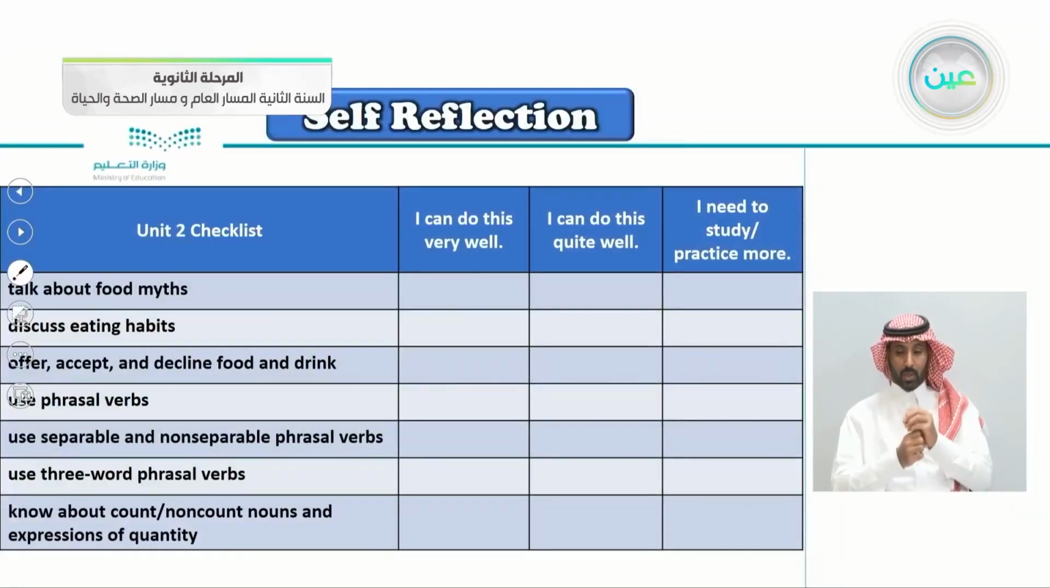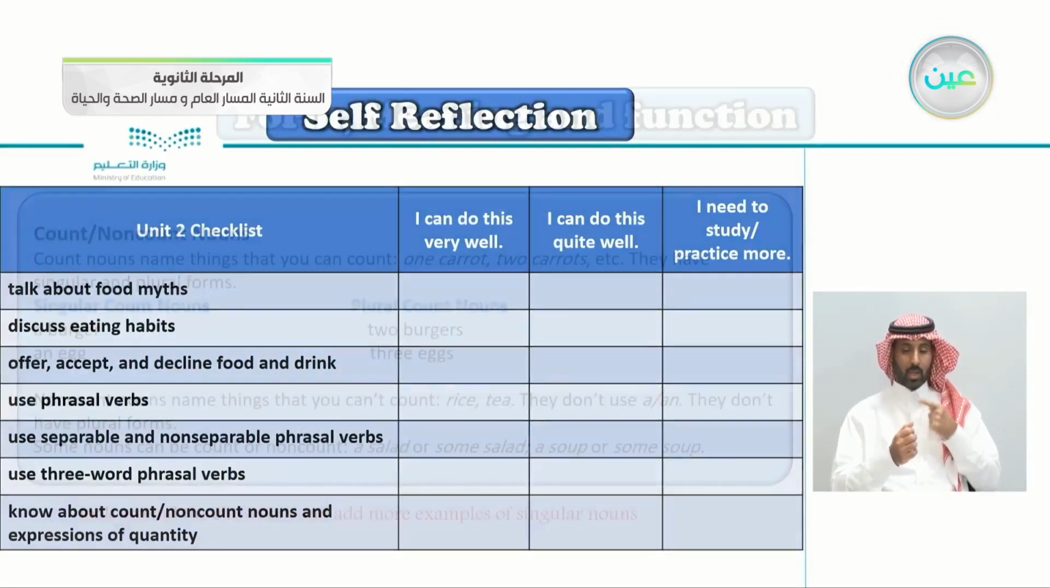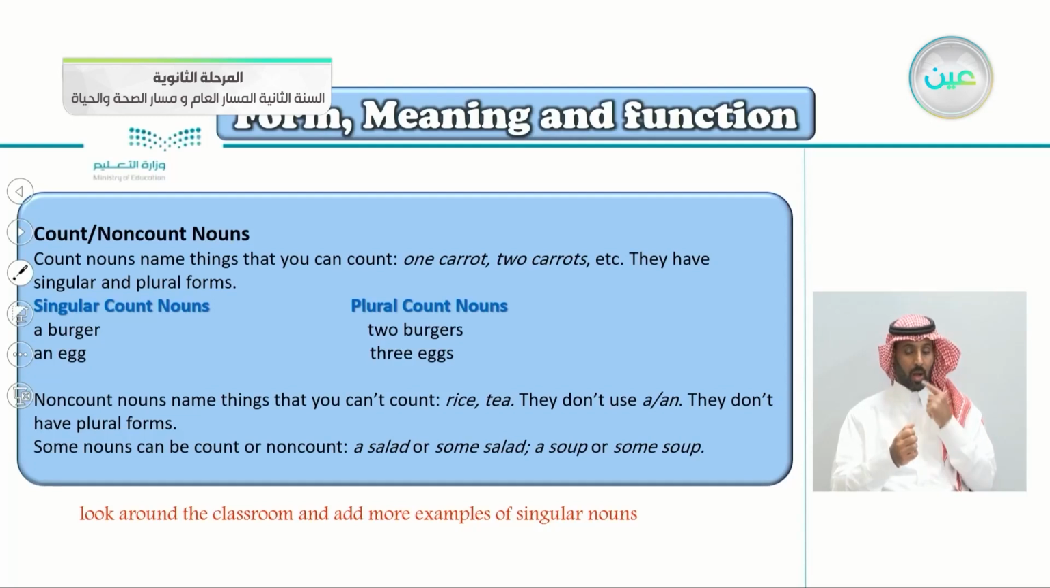Know about count and non-count nouns and expressions of quantity. If you remember the count and non-count nouns, the nouns that we can count or the nouns that we can't count. These are count nouns: burger, burgers, egg, eggs. So we put S for plural. The non-count nouns name things that you can't count, for example, rice or tea. They don't use the articles a or an, and they don't have plural forms, as in the S here. Some nouns can be count or non-count. A salad or some salad. A soup or some soup, and so on.